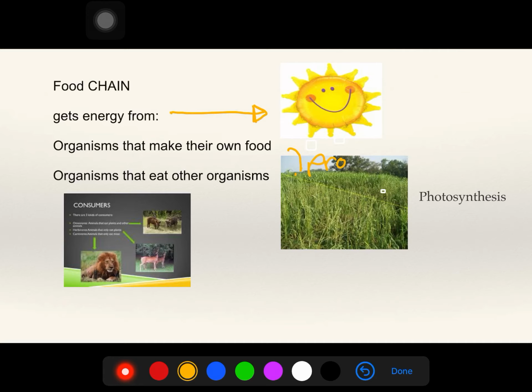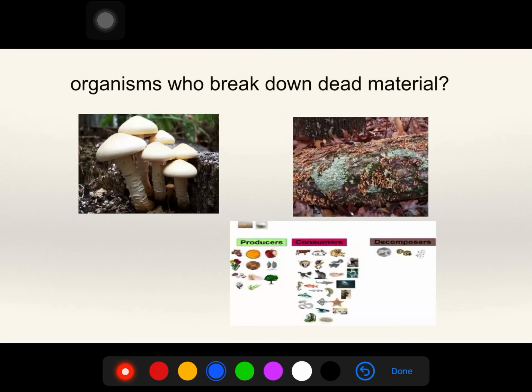Organisms that make their own food are producers. They produce it and make their own food. And organisms that eat other organisms, yep, you got it, they are your consumers. They're eating other things. I want to go back to the producers. This word, photosynthesis. Photosynthesis is that process in which producers make their own food using carbon dioxide and sunlight.